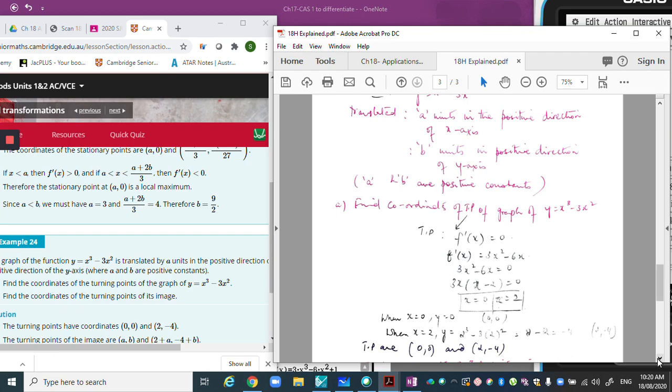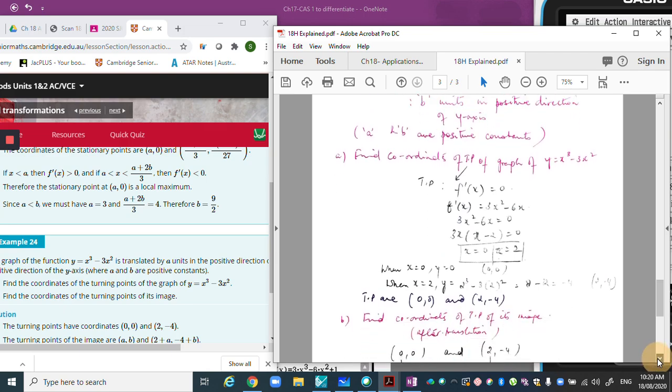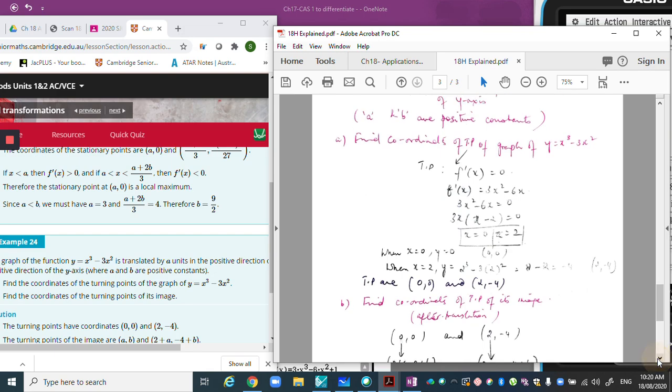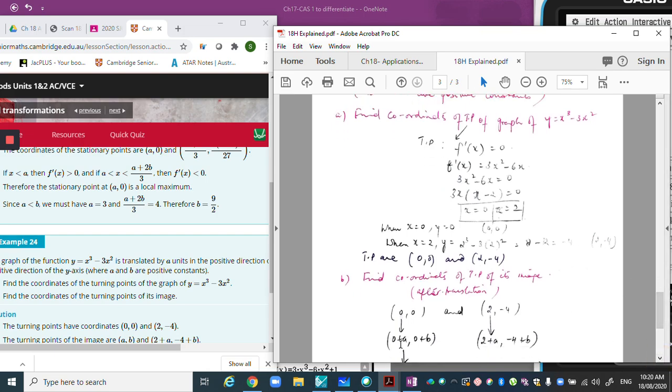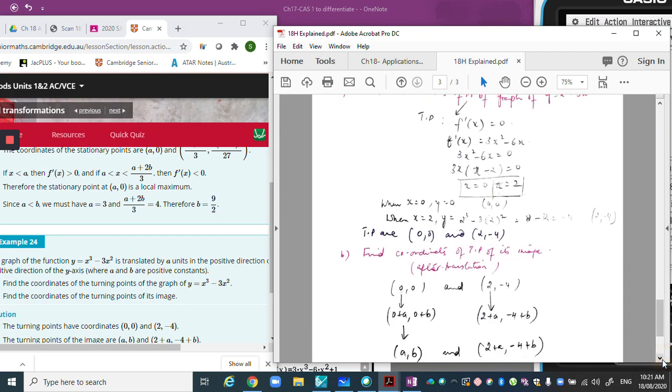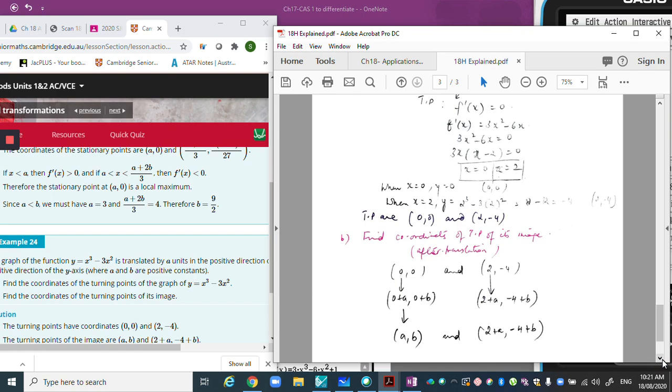The next question is, find the coordinates of the turning points of its image. Now, image obviously happens after transformation. Here they've shown you two translations, in the positive direction of the x-axis and the positive direction of the y-axis. So take each of these two points and translate them. In the positive direction of the x-axis, so 0 plus a, and 0 plus b, and this is 2 plus a, minus 4 plus b. And yep, those are the points. So hopefully you find it easy. Have a look at the worked solutions as always and ask me if you have any problems with any of the questions.